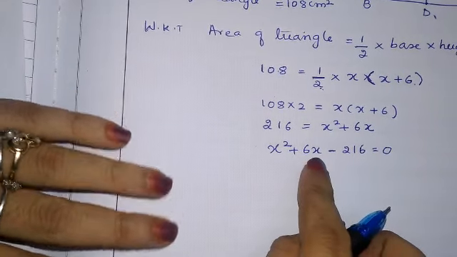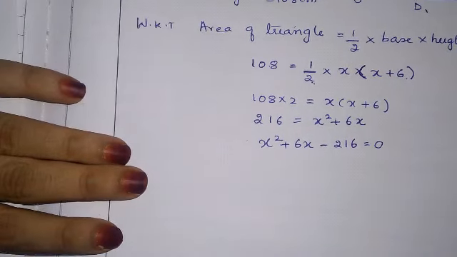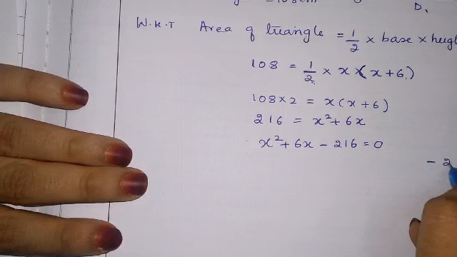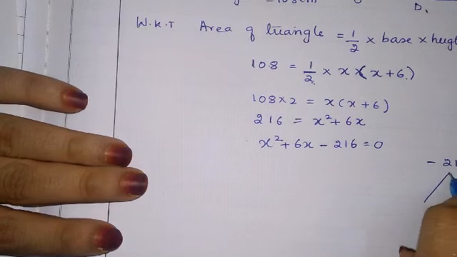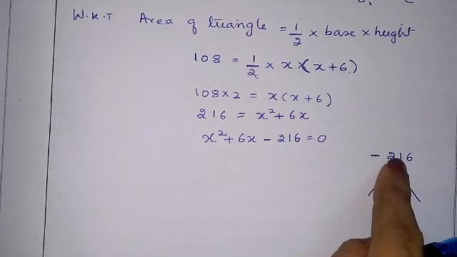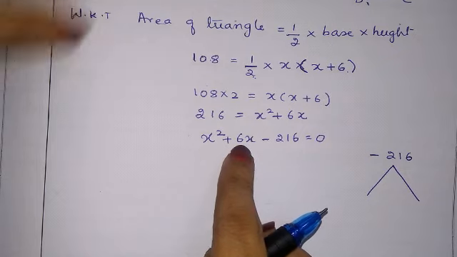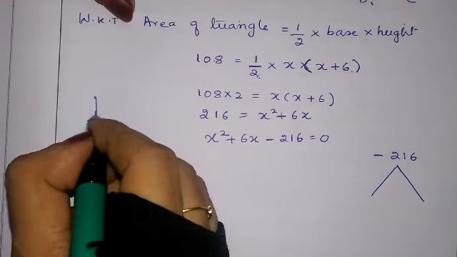Now here we can factorize or use the formula method, anything. So let us find the factors. Minus 216. We have to find two such numbers. When we multiply, we need 216. When we add or subtract, we need 6. Okay, we'll find the factors.